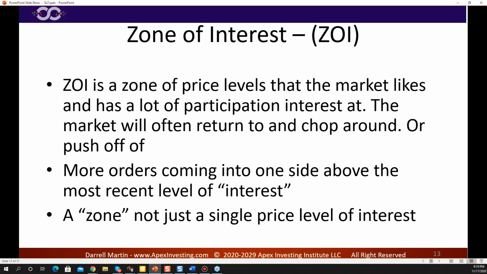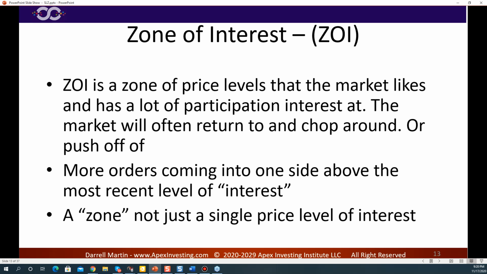They can act as some support and resistance, but basically it's more orders coming into one side, above the most recent level of interest, meaning more orders came in these few price areas than have been coming in the last X number of bars. There was a sudden interest, and it's a zone, it's an area. It can be several levels deep. It's not just about a single price level of interest. We have an indicator built into order prints that does that.